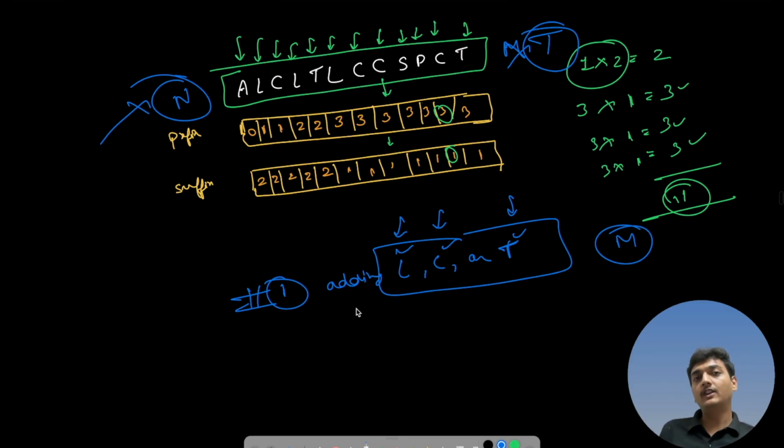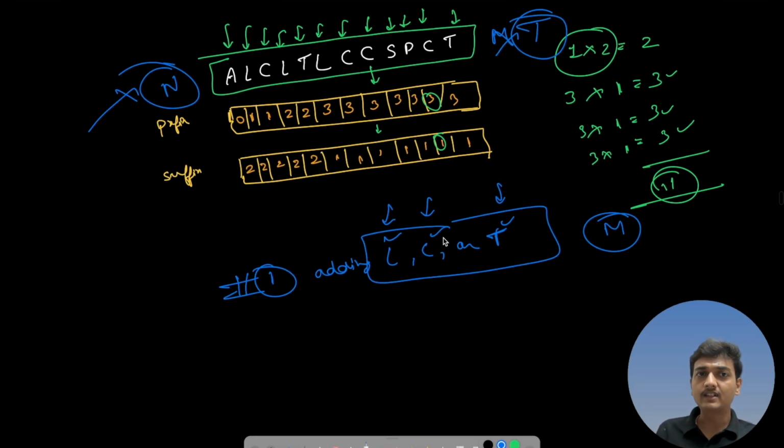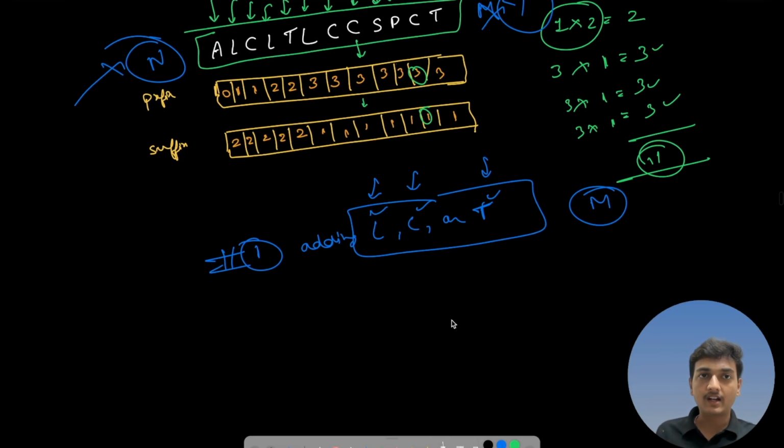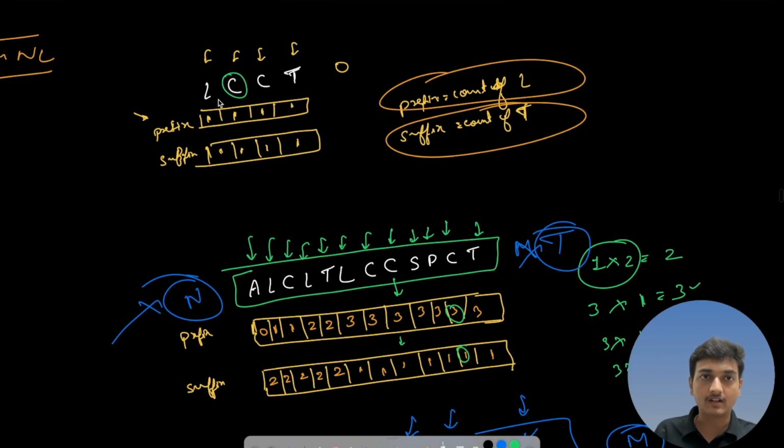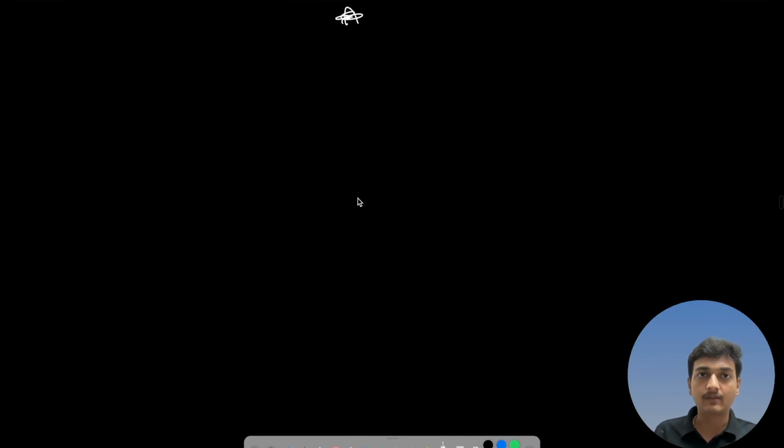Now I need to find the optimal place for L, C and T. So let me quickly write this string here. Let's work on this small string LCCT. I think we will be able to easily understand. LCCT. Okay, so I have L here. Let's make a plan. My plan one is I will add L.